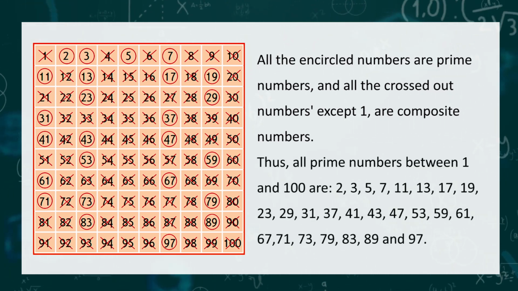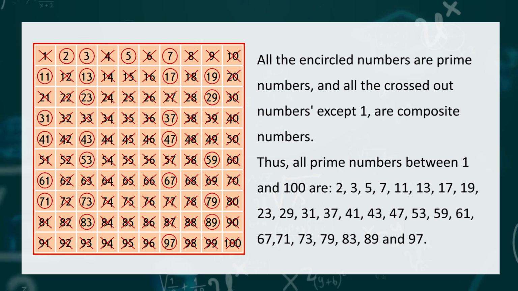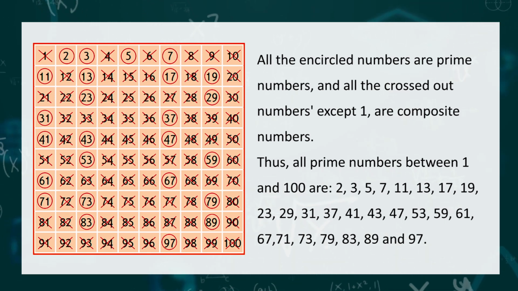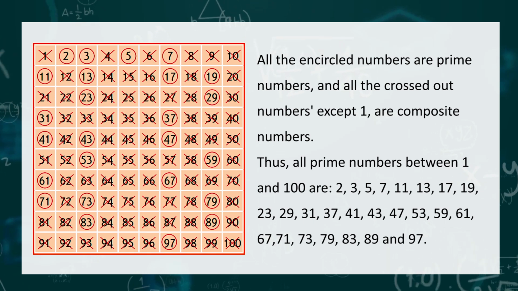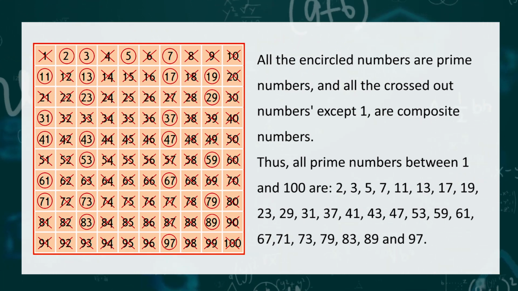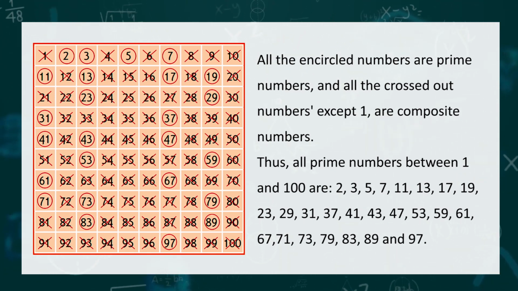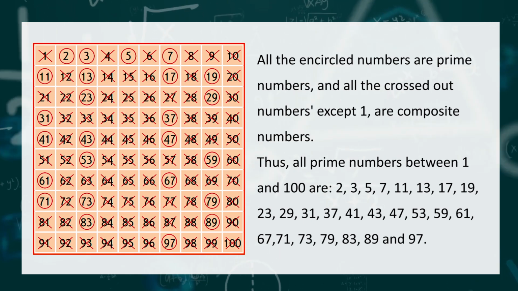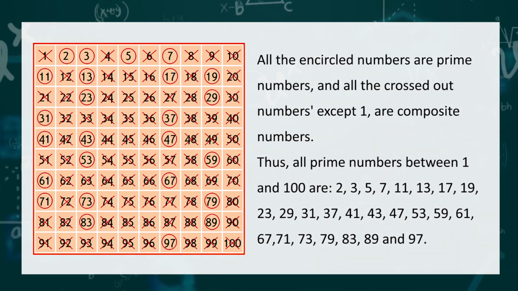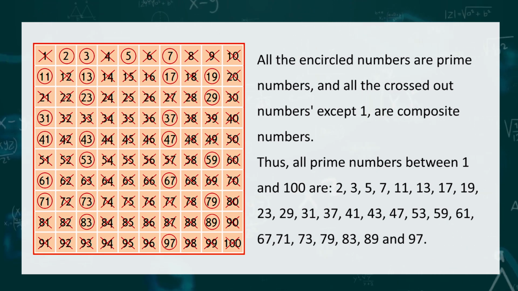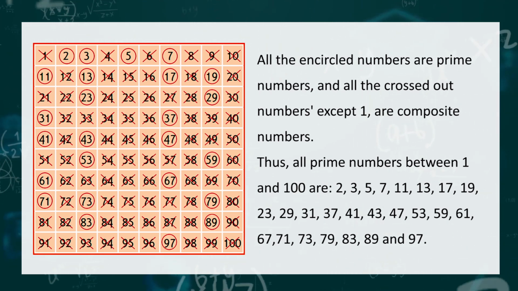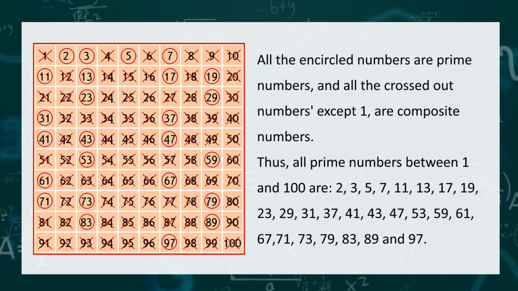Thus, all prime numbers between 1 and 100 are 2, 3, 5, 7, 11, 13, 17, 19, 23, 29, 31, 37, 41, 43, 47, 53, 59, 61, 67, 71, 73, 79, 83, 89 and 97.